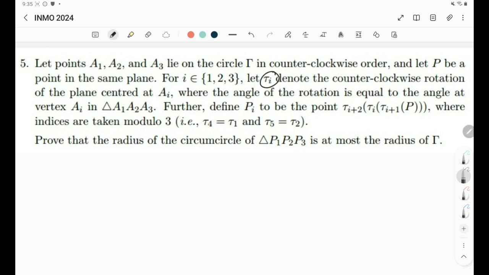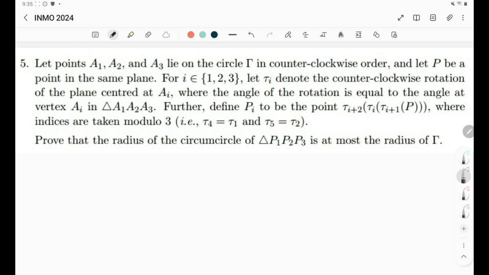As you can see, this here is the counterclockwise rotation of the plane centered at AI. And what is the angle? The angle is actually the angle of rotation, basically. It's just the angle AI in the triangle. So basically each rotation I is the same as a rotation with center AI and angle AI. Of course, it's counterclockwise. Okay, very good. They're defining the point PI to be the points of this composition of the 3 rotations. So we're going to rotate this point P 3 times in order to get PI.